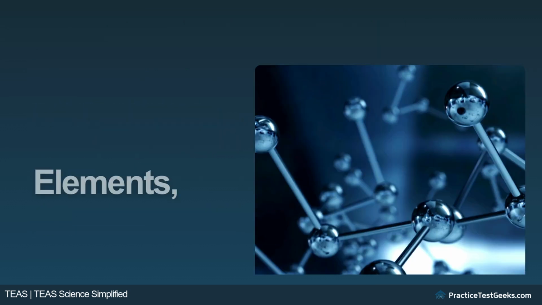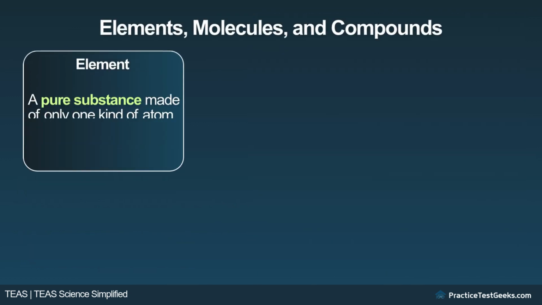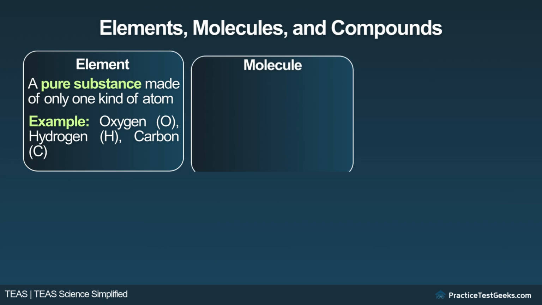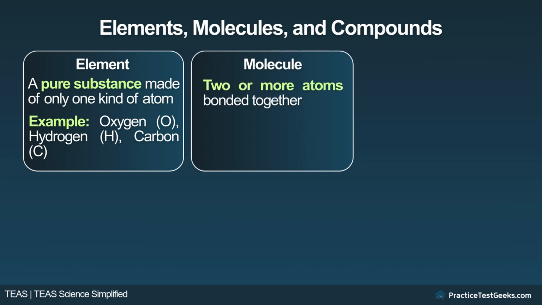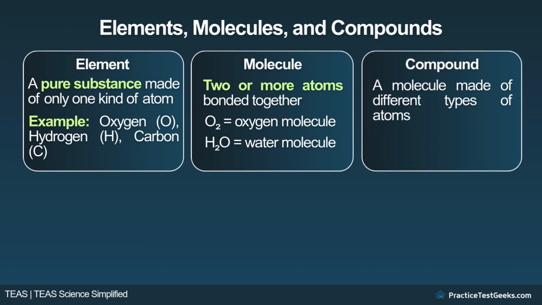Now, let's break down some key chemistry terms you'll see on the TEAS. First, an element is a pure substance made of just one kind of atom, like oxygen, hydrogen, or carbon. Next, a molecule is when two or more atoms bond together. They can be the same element, like O2, or different ones, like H2O, which is a water molecule. A compound is a special type of molecule made of different elements. For example, water is a compound because it combines hydrogen and oxygen.